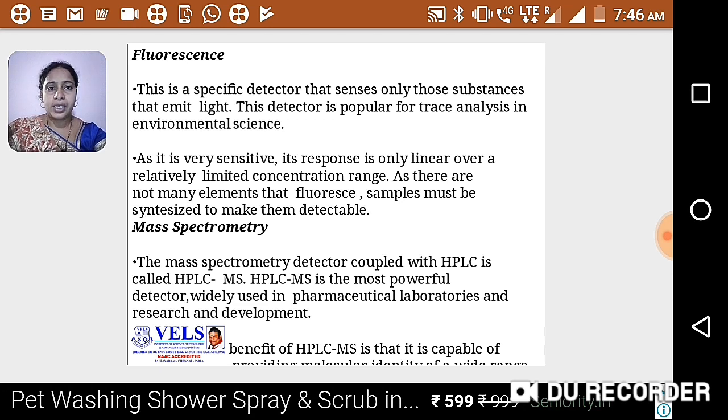Next detector is mass spectrometry. The mass spectrometry detector coupled with HPLC is called HPLC-MS. HPLC-MS is the most powerful detector widely used in pharmaceutical laboratories and research and development. The principal benefit of HPLC-MS is that it is capable of analyzing and providing molecular identity with a wide range of components.